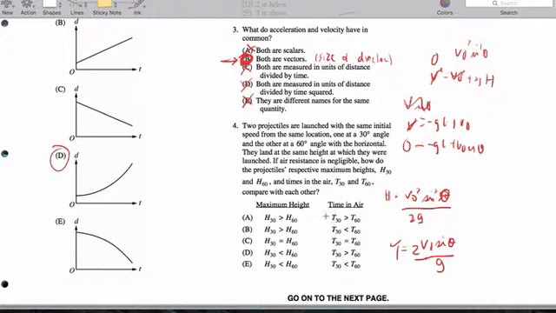So let's rule out the ones that don't work. Let's just take it one at a time because I'm a little tired. That's not going to work. That's not going to work. That's not going to work. So it's either D or E, and it looks like E is the choice that works. That actually makes sense. The longer you spend in the air, the higher up you go.